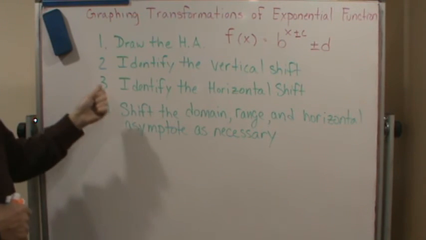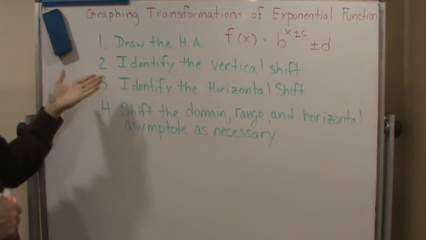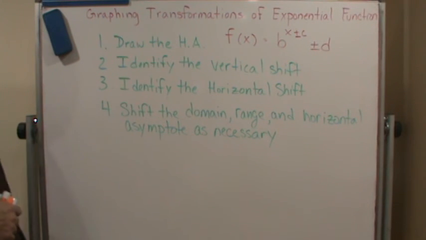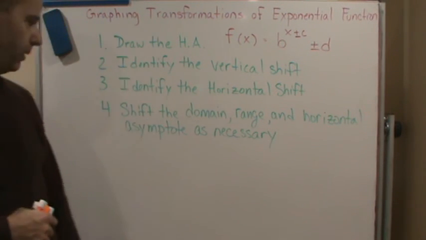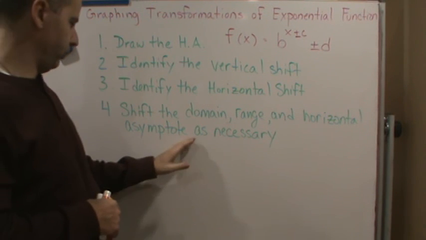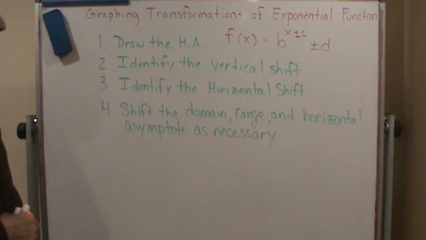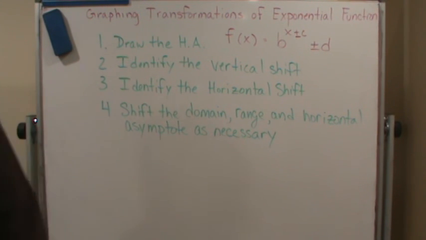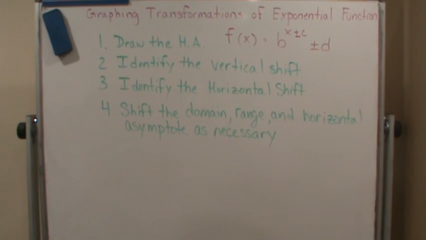Once you do the shifts, then you graph it, and then the fourth step is to shift the domain, the range, and the horizontal asymptote as necessary. I guess this is redundant, but that's what you do. In the next video, we're going to do an example, and you'll see it in action. See you then.